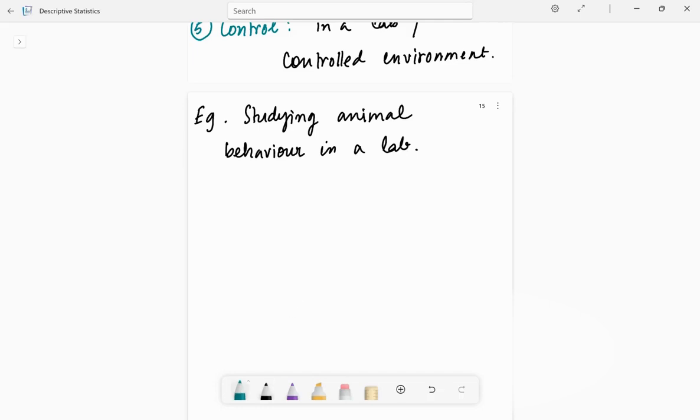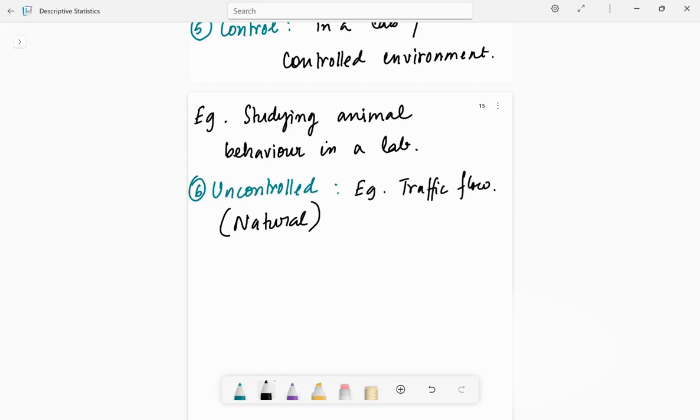Now, next topic, which is the opposite of this, uncontrolled. Uncontrolled is natural. We can also say it is natural. The observation in a natural setting without any control is uncontrolled. What can be the example for it? The example is observing traffic flow on a road.